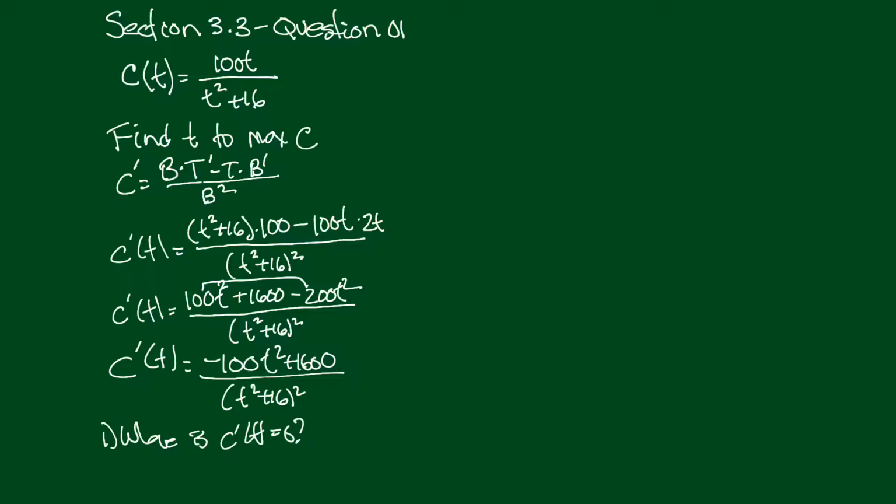I'll do that up here at the top right. So C prime of t will equal 0 when, now, look, this C prime, it's a rational expression. Rational expressions, fractions, we know are 0 only if the numerator is 0. I don't need to worry about the denominator. I only have to worry about the numerator. So fractions are 0 only when the top is 0. So we'll get negative 100 t squared plus 1600 equals 0.